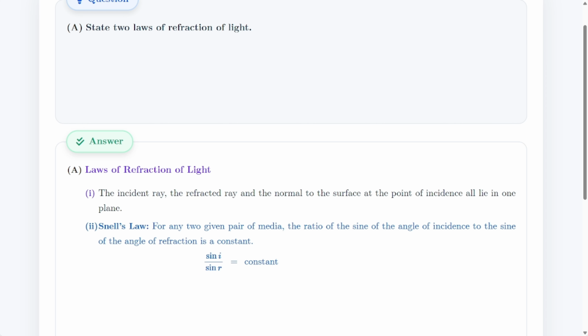Moving to the second law, which is also known as Snell's law. It states that for any given pair of media, the ratio of the sine of the angle of incidence to the sine of the angle of refraction is always a constant. Mathematically, sin i divided by sin r equals constant.